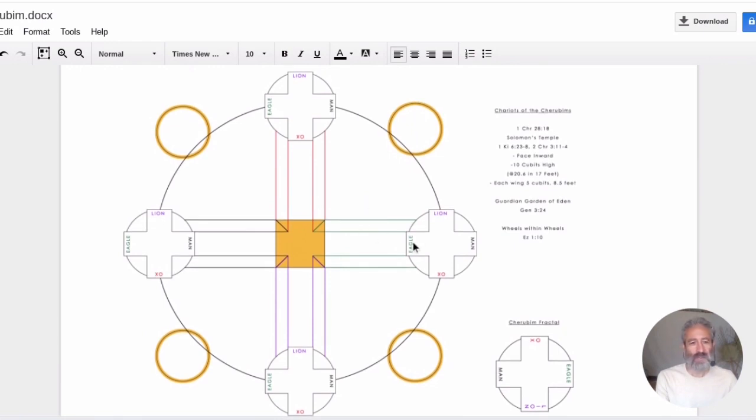So what it describes is that the 4 living creatures have wings, and their wings point to the center. We're looking down at the living creatures. And to the side of the living creatures are the wheels within wheels, which you see here. So this is the order of this throne, and this throne order is coded into the architecture.